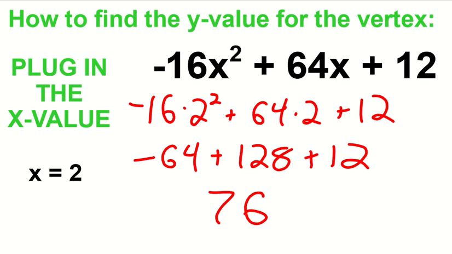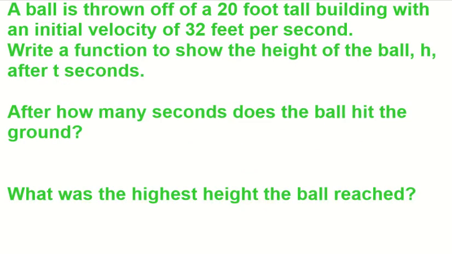See how this works? All right, so the back of that sheet, we got some of these problems. We got a ball thrown off a 20-foot tall building with an initial velocity of 32 feet per second. We need the function that shows the height of the ball after t seconds. When it's asking for the height, the height is just your y value. So you could have h equals, or you could have it with function notation, h of t equals. Either one would work, okay?